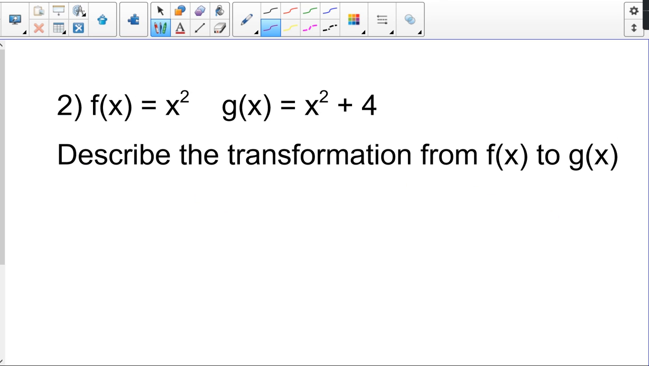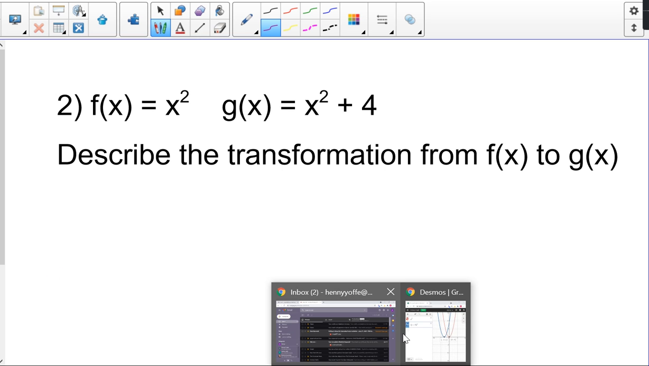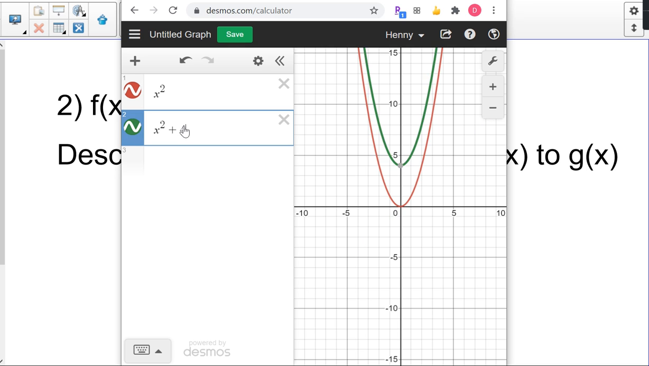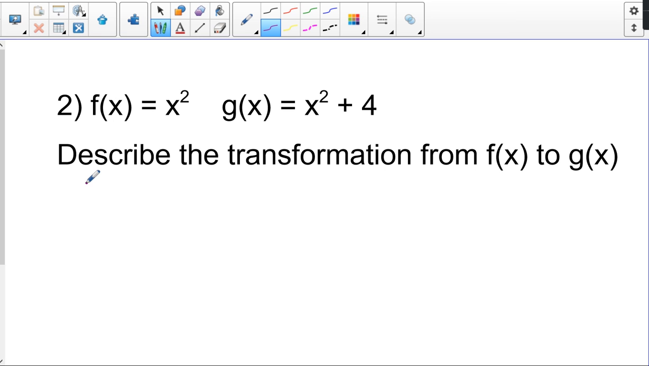The next problem is f of x is x squared, g of x is x squared plus 4. So here we are adding 4 outside the parentheses. Let's see what that does. Hopefully some of you already answered this. Let's see it on the graph, x squared and then x squared plus 4. And you see from the red right here to get to the green right here, our parabola shifts up 4 units.